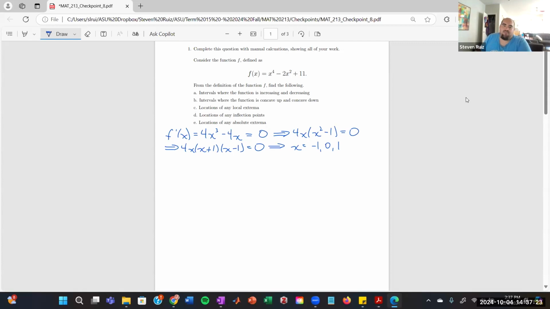So this will help me figure out what's happening basically everywhere. I'm going to make a chart. Basically, I'm going to split up all the real numbers along these divisions. So x is equal to -1.